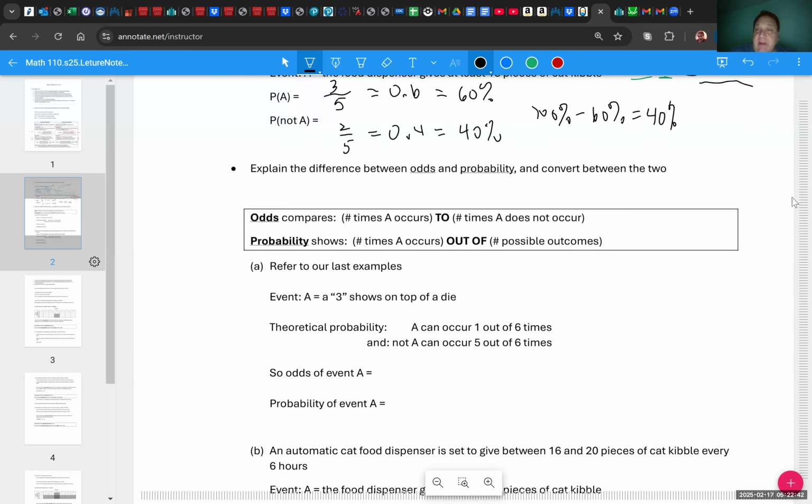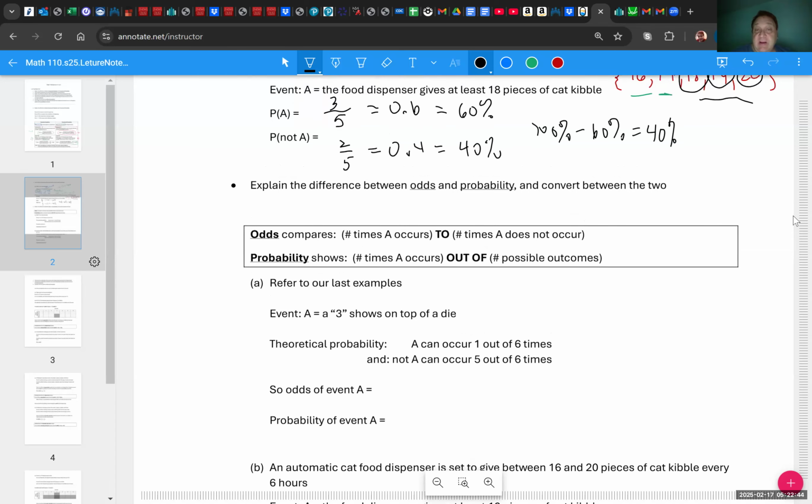Odds will always compare the number of times that an event occurs to the number of times it does not occur. So it's the number of times A occurs to the number of times not A occurs. So it's A to not A. Whereas probability, as we've done several times before, is the number of times A occurs divided by the total number of possible outcomes. So you're measuring two different things. Odds is it occurs to it doesn't occur. Probability is it occurs out of the number of possible outcomes.